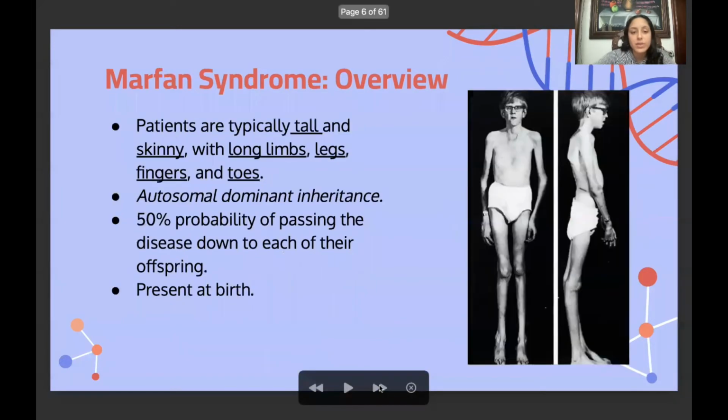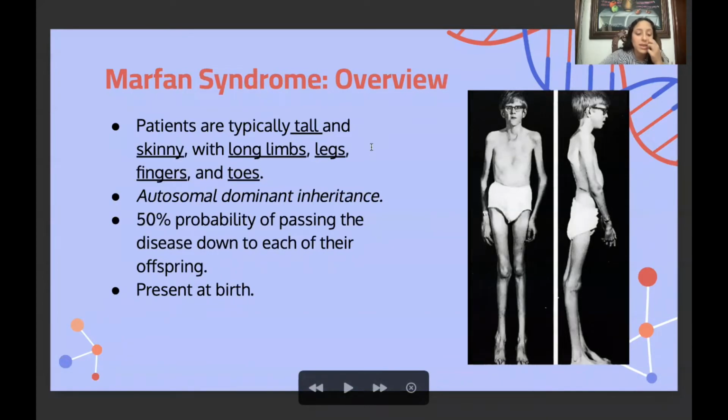Marfan syndrome patients are typically tall and skinny with long limbs, legs, fingers, and toes. We can see this in the pictures that they're usually skinny. We see the long limbs, the long fingers. It is almost always inherited, and it's known as an autosomal dominant inheritance.